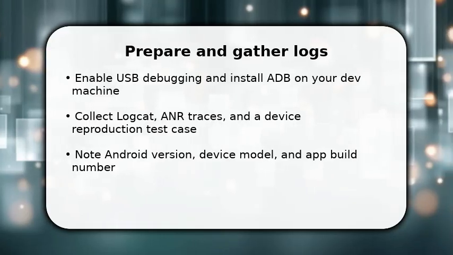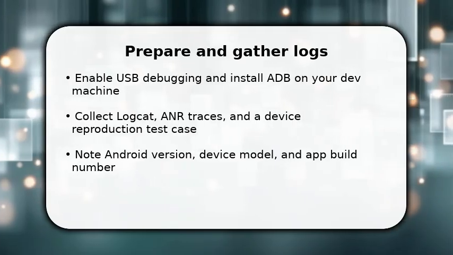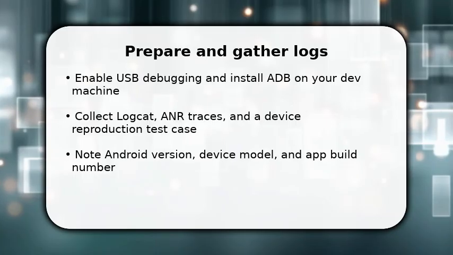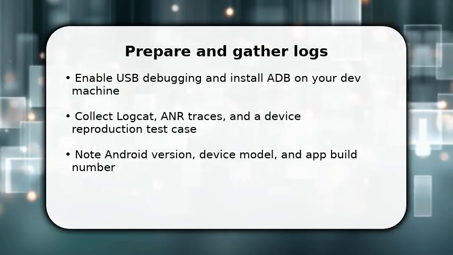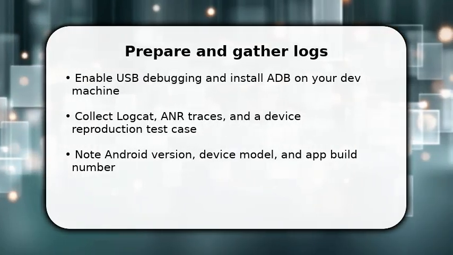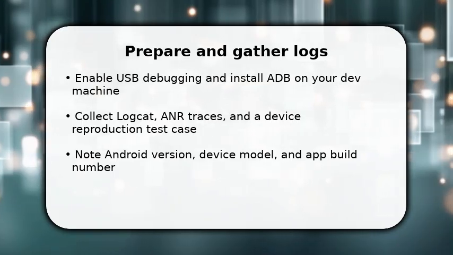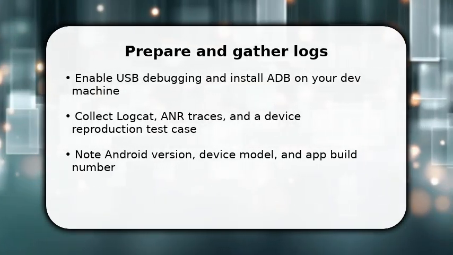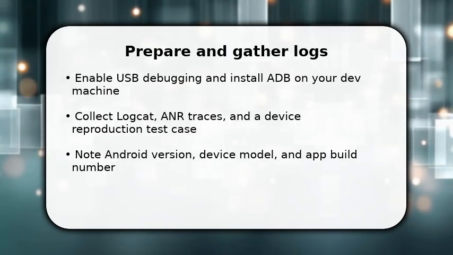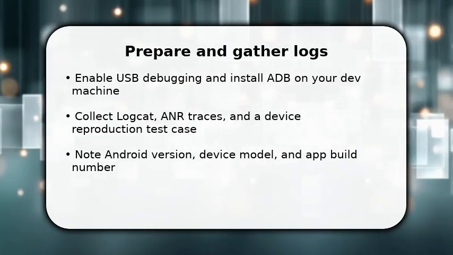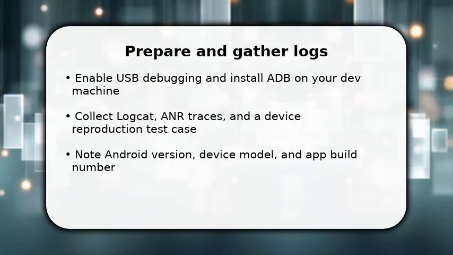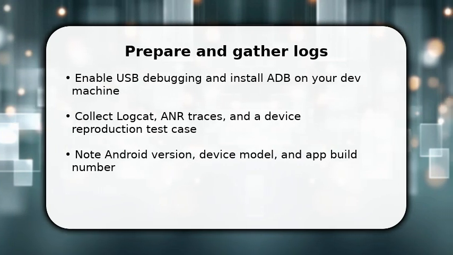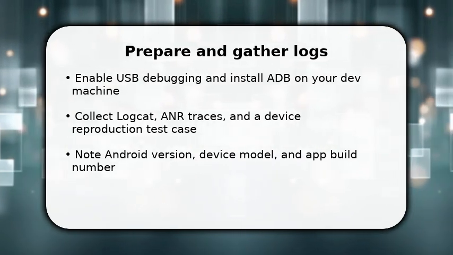You start by preparing the essentials. Enable USB debugging and connect the device so you can capture live logcat output. Once connected, run ADB logcat while reproducing the crash. This gives error stacks and thread state. Make sure to save ANR traces and a reproducible test case because logs without reproduction are less useful. Also record the Android version and build number, since behavior often differs across releases. These steps let you move from guessing to targeted debugging.